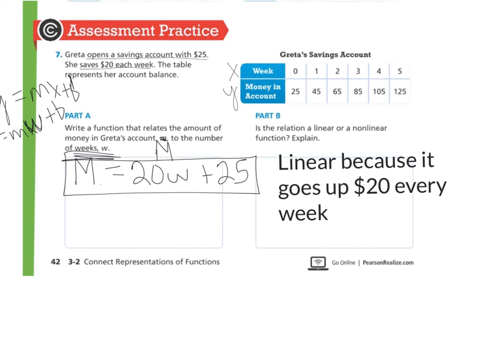Okay. What we're going to do for this then, page 169, numbers 6 through 14.